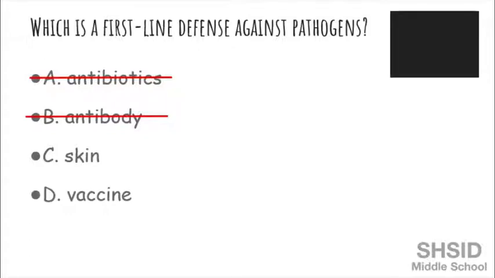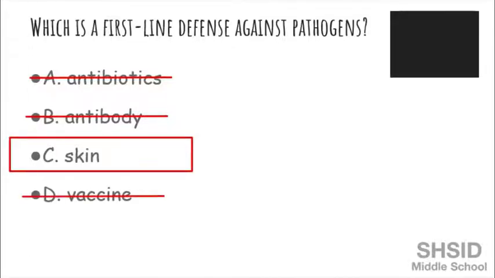So skin or vaccines? Well, both are things that prevent disease. A vaccine is something that you take early on to prevent disease, right? And skin also prevents disease by stopping the pathogen from ever entering. But remember that a vaccine only works once the pathogen has already entered your body. So it's not a vaccine, it's skin, right? Skin and other barriers make up your first line defense against pathogens.